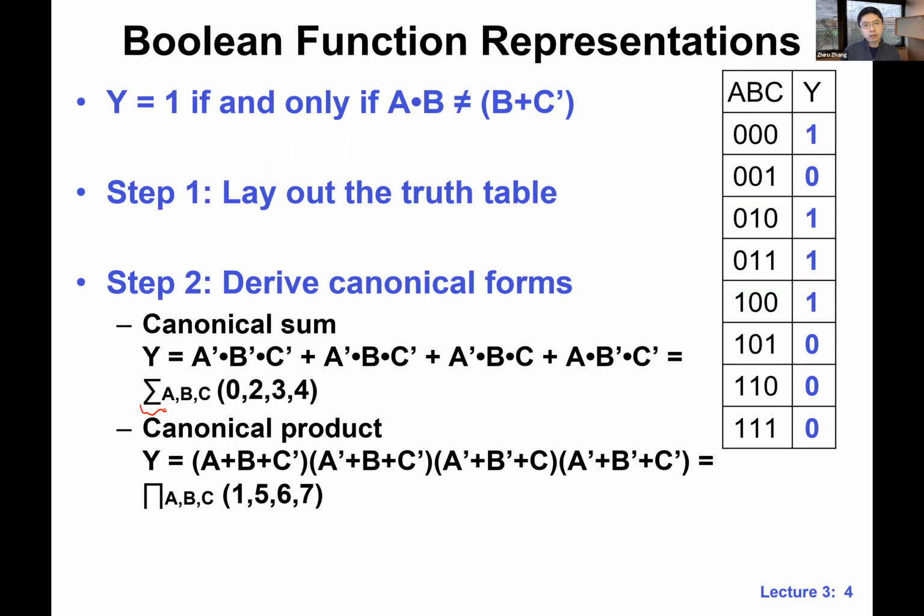In this case, the size of the onset is the same as the size of the offset. So for canonical product, we look at the zeros in the output column, and we look at the corresponding input combinations, corresponding rows again. And we call this the offset. The main difference here is that we translate each one of these rows into the max term. Over here we have a product of max terms. So if we have a 0 in the input combination, for max term we use a positive literal. Otherwise, if it is 1, we use a negative literal.